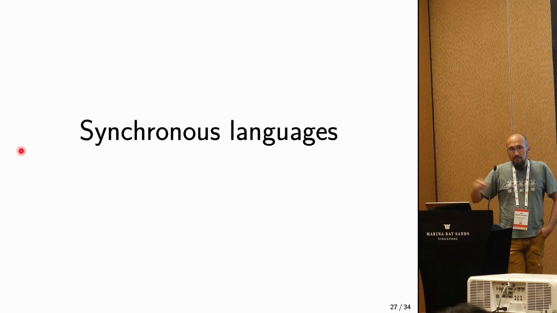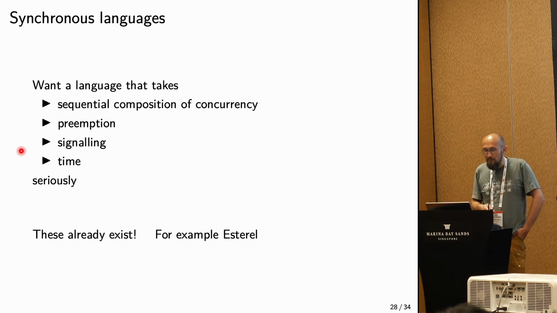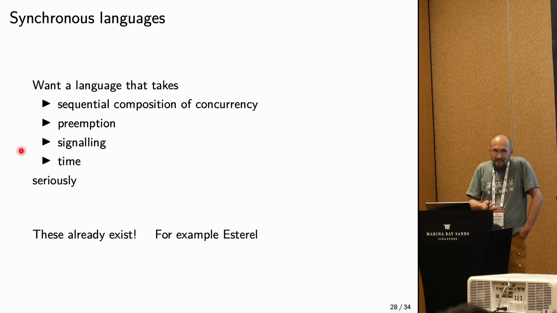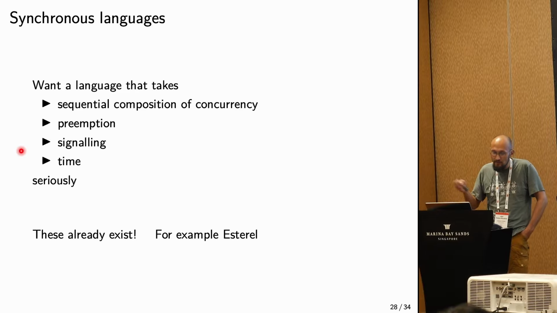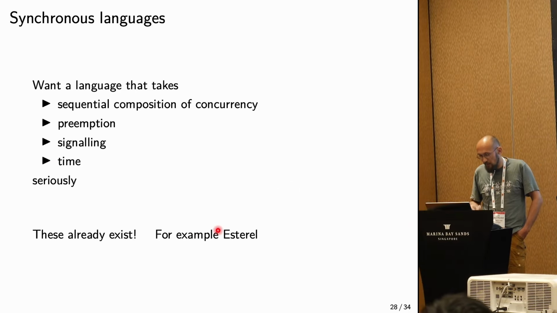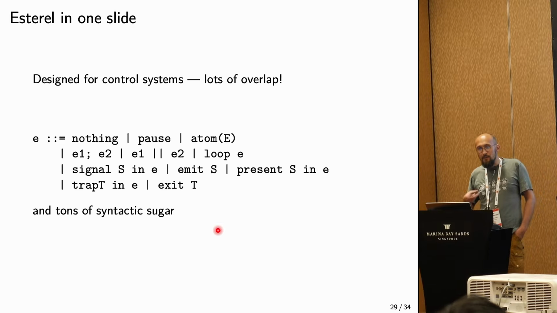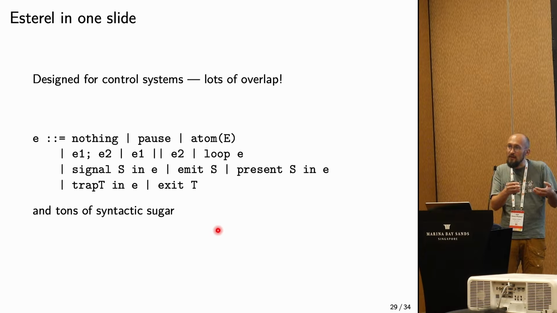Right, so I've proposed syntax for all of these things. It looks imaginary, right? So what I've proposed is a language that takes sequential composition, concurrency, preemption, signaling, and time seriously. And these languages already exist, right? From the 80s and the 90s, there's been a bunch of those. One that I've stolen the syntax of is Esterel. And in a sense, I've already described Esterel to you, but I can give you a one-slide summary. It was designed for control systems, like a robot arm that does something in a factory. That was the aim. But if you think about it, it's kind of the same programs that the children write.